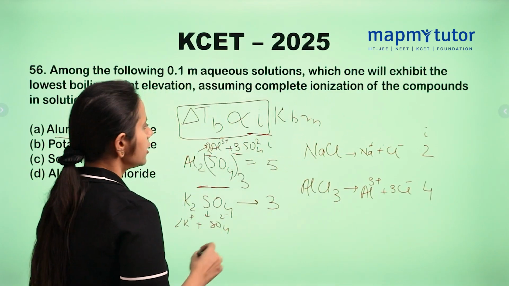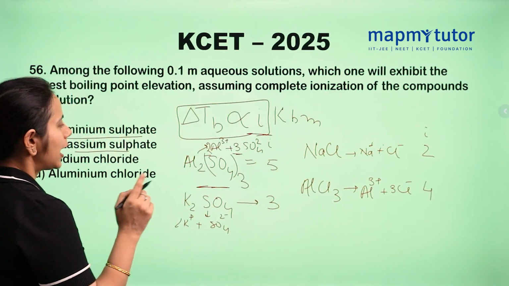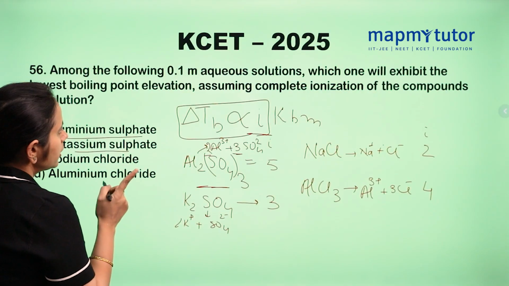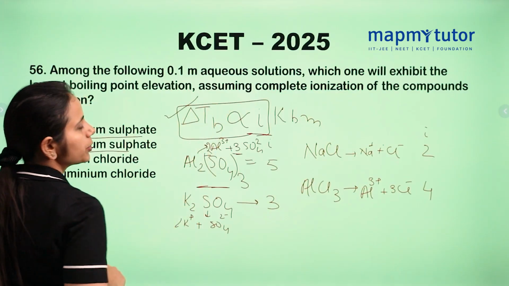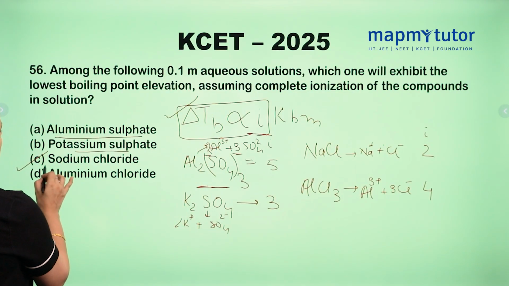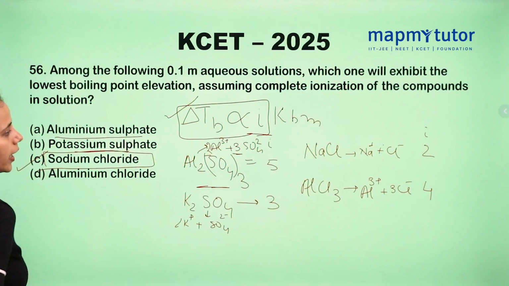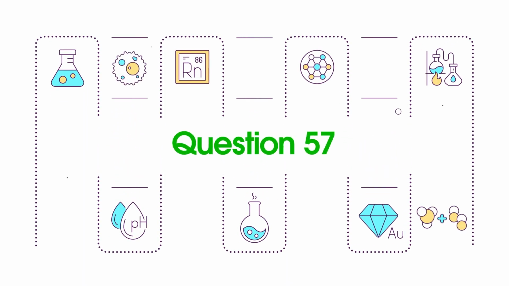So out of these, sodium chloride has the lowest i value with complete ionization. It has the lowest value, so the delta TB value will also be the lowest. So the lowest boiling point elevation will be for sodium chloride. This is the right option.